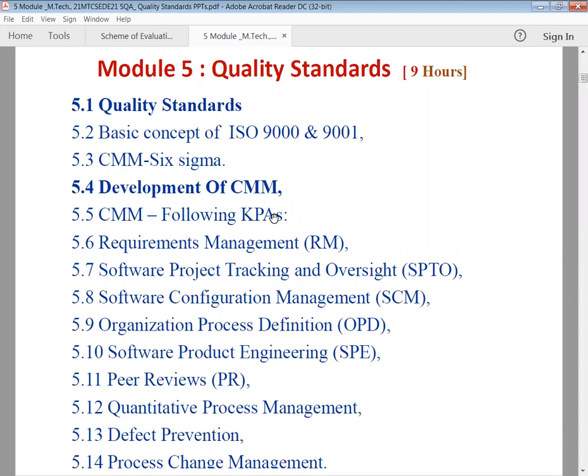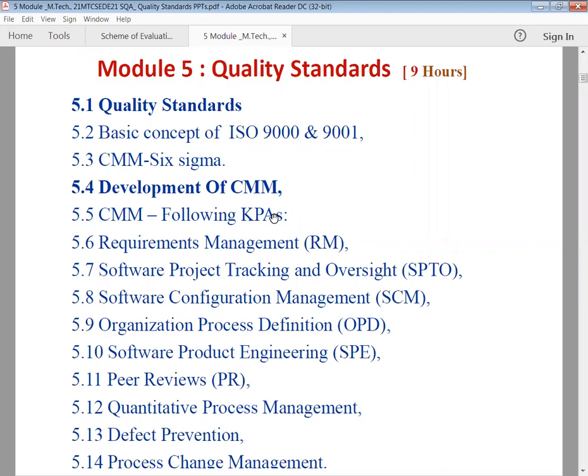most widely used, or we can say the best practices, which are followed by many organizations to maintain the quality standard. These are the latest or innovative methods, often used based on the traditional concepts, theories, and principles. The next topic is software configuration management, SCM. What is software configuration and how is it managed? And organization process definition, OPD concepts, software product engineering, SPE, and peer reviews.